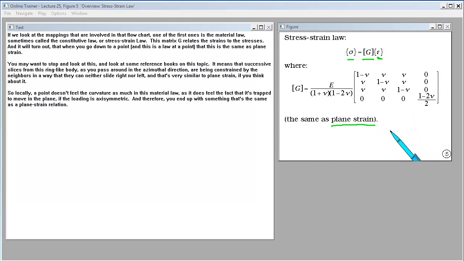It means that successive slices from this ring-like body, as you pass around in the azimuthal direction, are being constrained by the neighbors in a way that they can neither slide right nor left. And that's very similar to plane strain if you think about it. So locally, a point doesn't feel the curvature as much in this material law as it does feel the fact that it's trapped to move in the plane if the loading is axisymmetric. And therefore you end up with something that's the same as a plane strain relation.